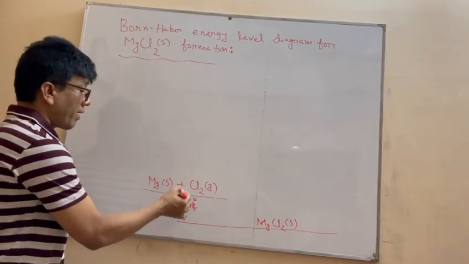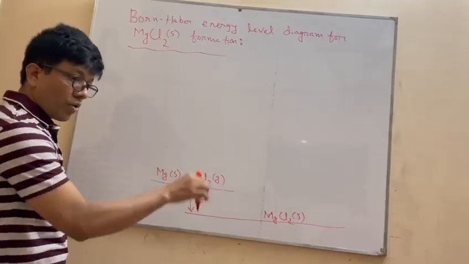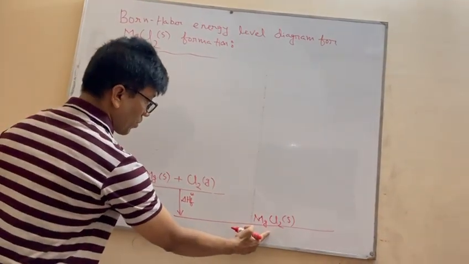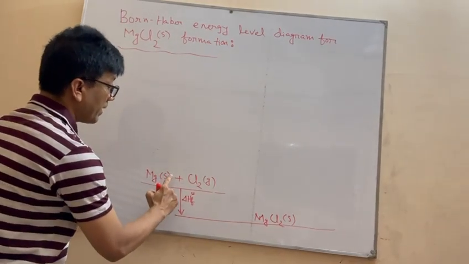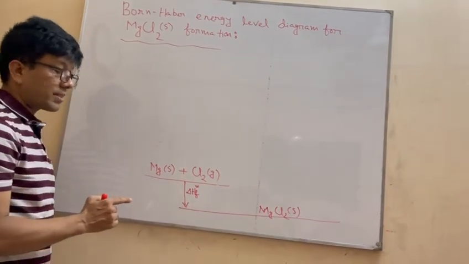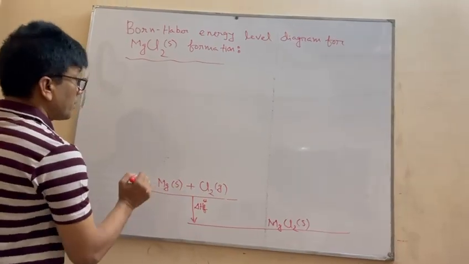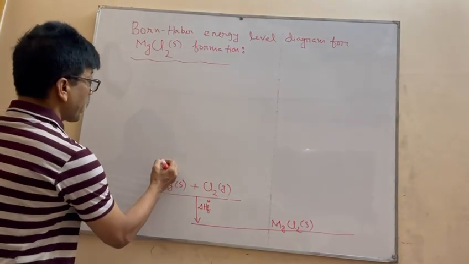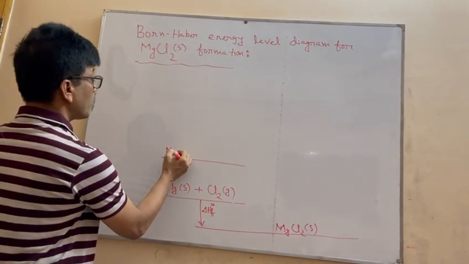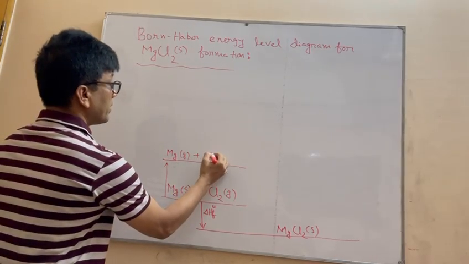So this arrow will be downward arrow. You know, exothermic reaction downward arrow, endothermic upward arrow. So 1 mole of magnesium chloride is formed from its elements in their standard state, magnesium standard state solid, chlorine standard state gas. Now what you will do, you will do magnesium atomization, magnesium standard state to gaseous atom and chlorine remains same.